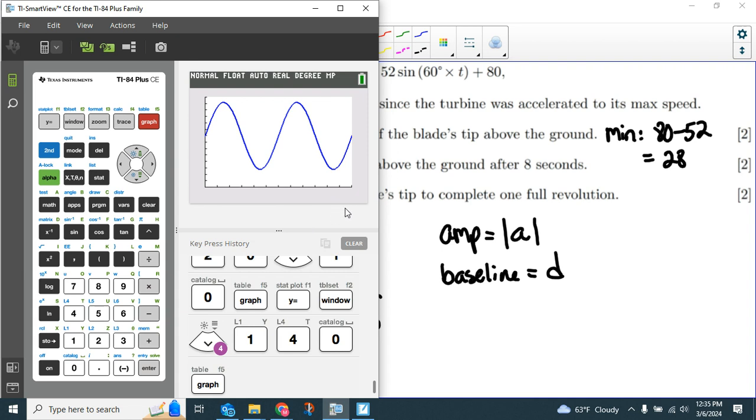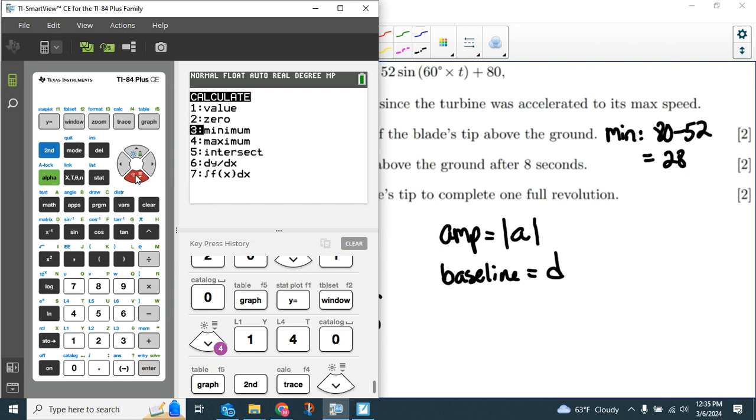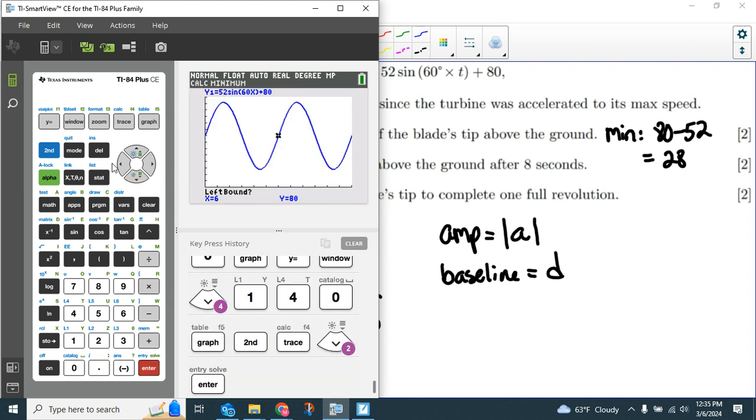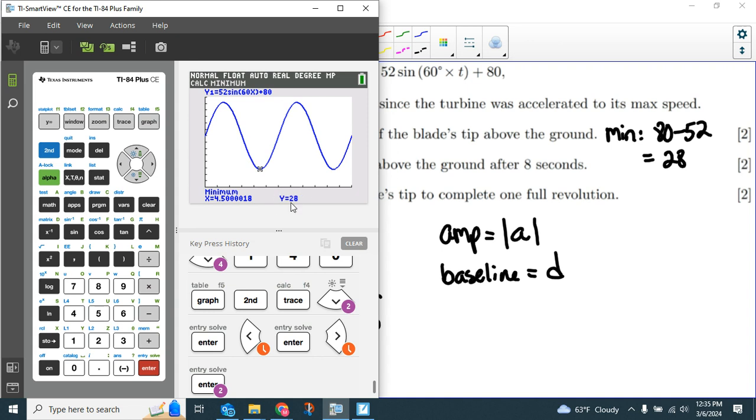Okay. So anyway, it asks to find the minimum. How can we find the minimum? Second, trace, minimum, right? So we go to the left of said minimum. We go to the right of said minimum. My Y value is 28. Shocker. Exactly what I got.